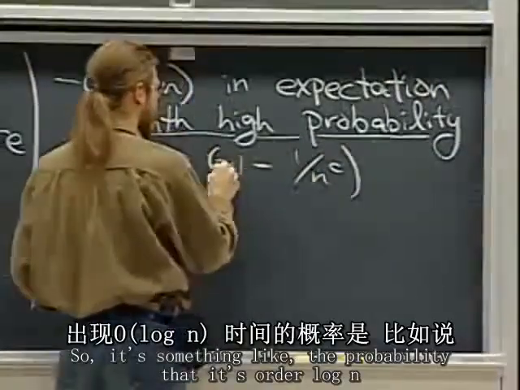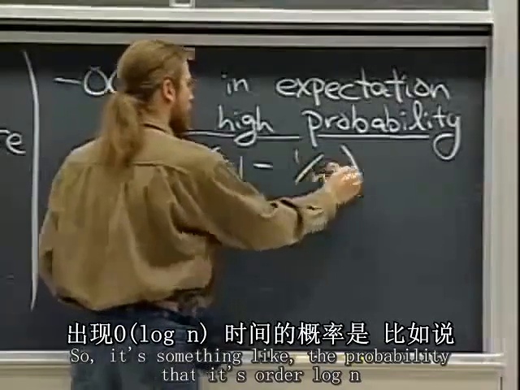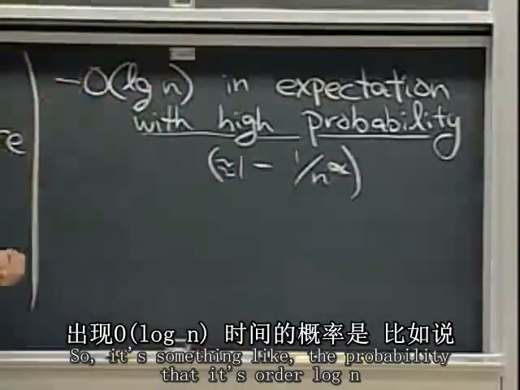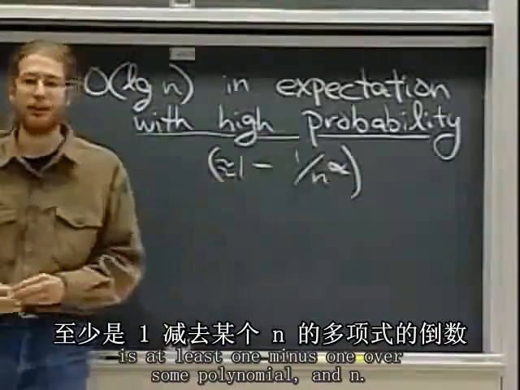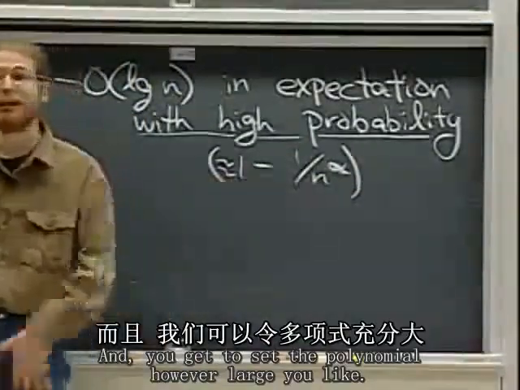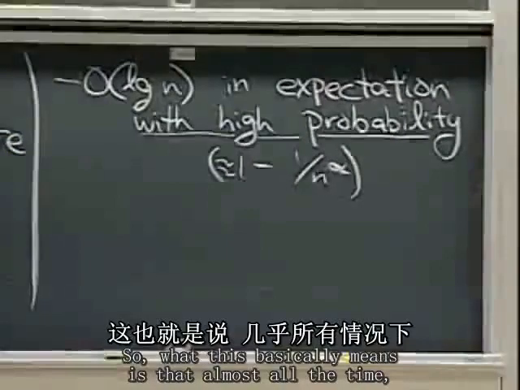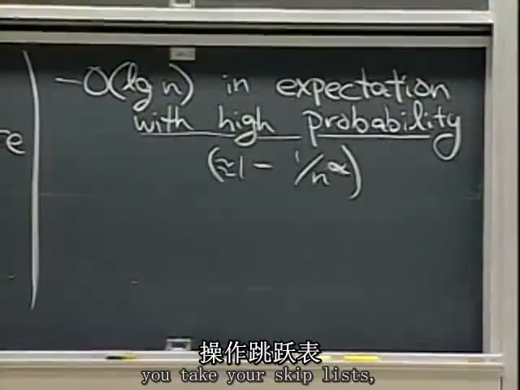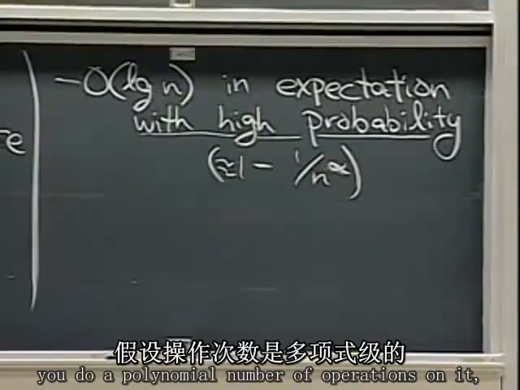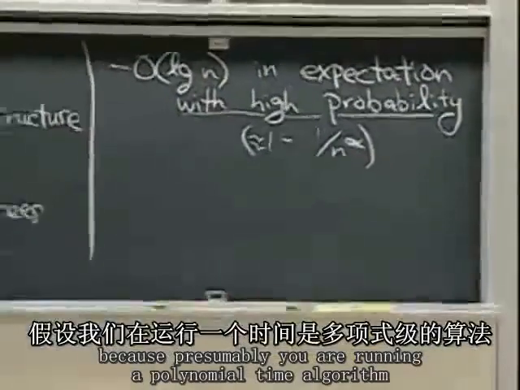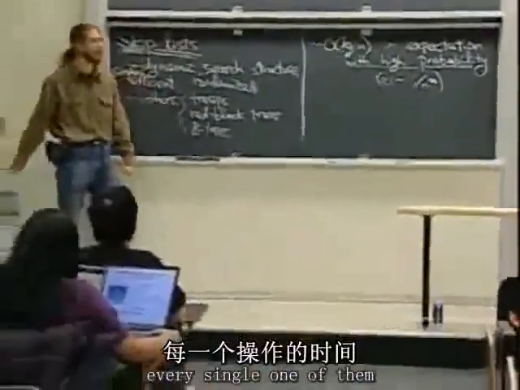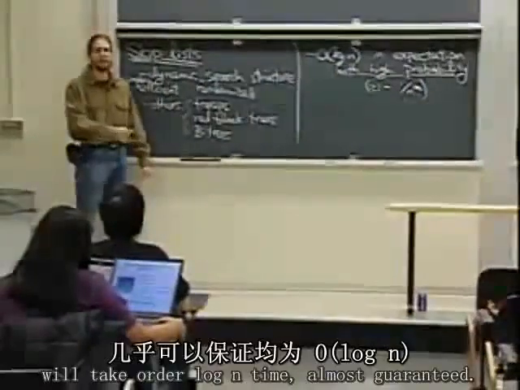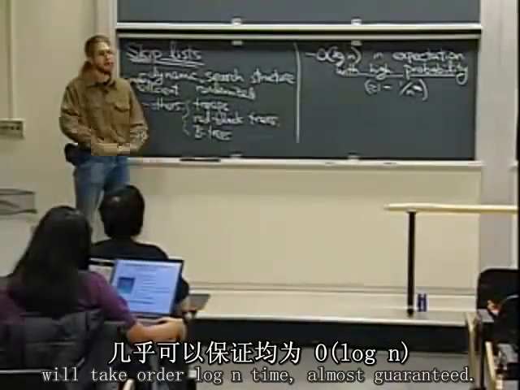So it's something like the probability that it's order log n is at least 1 minus 1 over some polynomial in n. And you get to set the polynomial however large you like. So what this basically means is that almost all the time, you take your skip list, you do a polynomial number of operations on it, because presumably you're running a polynomial time algorithm that's using this data structure. You do polynomial numbers of inserts, deletes, searches. Every single one of them will take order log n time, almost guaranteed.